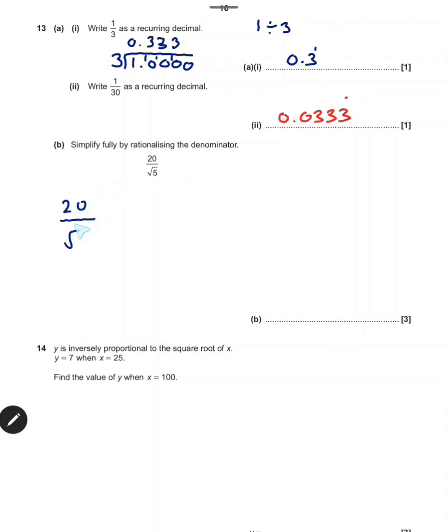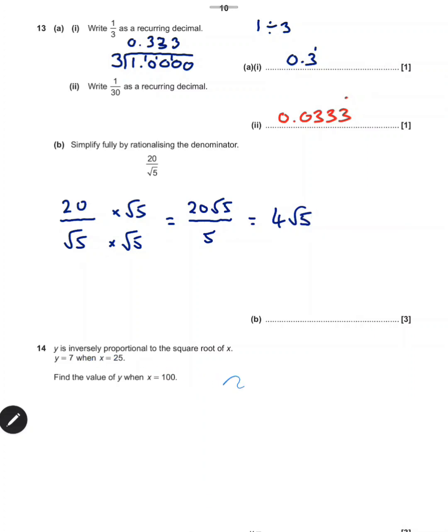Part B, we've got to rationalise the denominator of this fraction. So we've got 20 over root 5. Just knowing how to rationalise the denominator, we need to times top and bottom by that root 5. And what you get on top is 20 times root 5, which is just 20 root 5. And root 5 times root 5 is 5. And then we're just going to simplify this down. 20 over 5, 20 divided by 5 is 4. So you're left with 4 root 5.